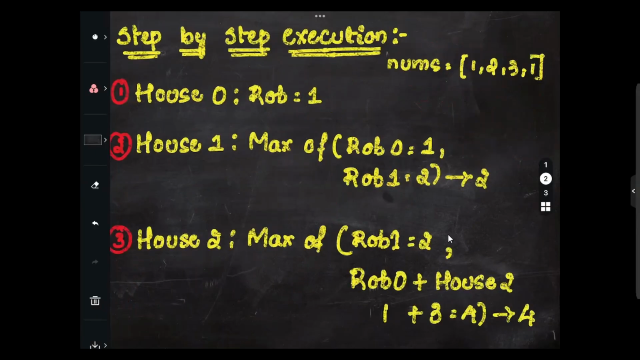I hope this is clear. Let's come to the step-by-step execution here. nums we have been given is 1, 2, 3, 1. The same example, the first example, I have considered. Here in this case, first we will go with house 0, meaning we will rob 1.